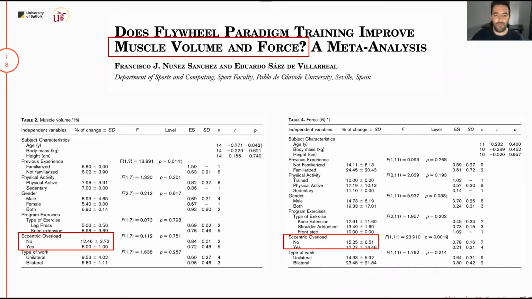Talking about the benefits of the flywheel, what about their effects on improving volume and force? It's interesting to see here in this very nice meta-analysis from my colleagues Francisco Núñez and Eduardo Sáez, where they showed increments in both muscle volume and force, but actually the group which did not achieve eccentric overload had a higher increase in the muscle volume.